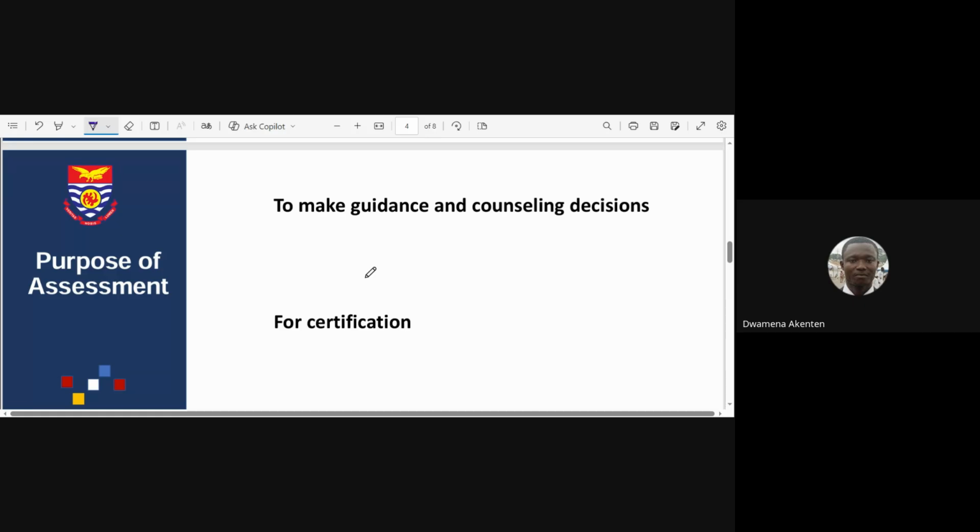Yeah, so for certification, at the end of the assessment, you need to give your student a certificate, whether the person has moved to the next level or has completed the whole course. It's like BEC. At the end of the BEC, you need to give the child a certificate that he has completed the whole course of the basic level. And when the person moves to the next level 2, you give the person a certificate as well.